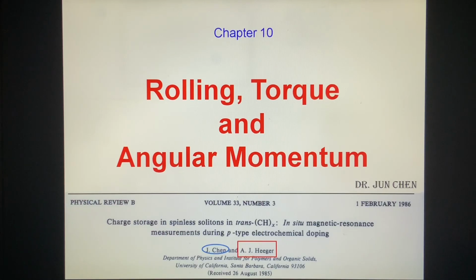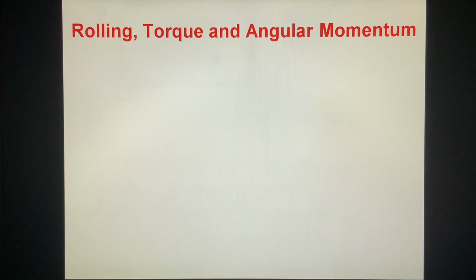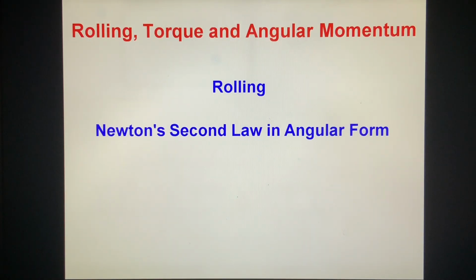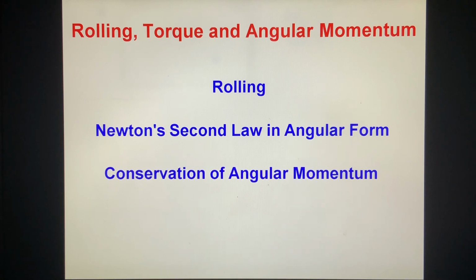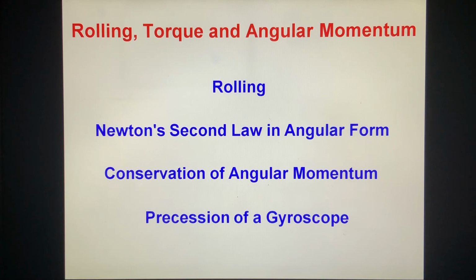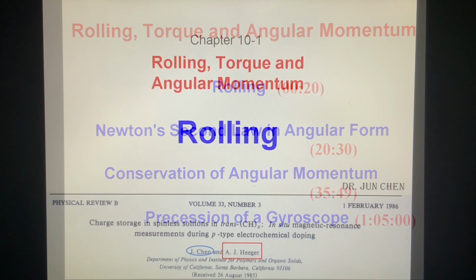Chapter 10, Rolling, Torque, and Angular Momentum. It covers rolling, Newton's second law in angular form, conservation of angular momentum, and precession of a gyroscope. You can find them in the timeline. Rolling.